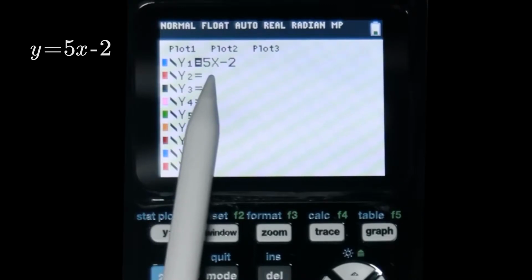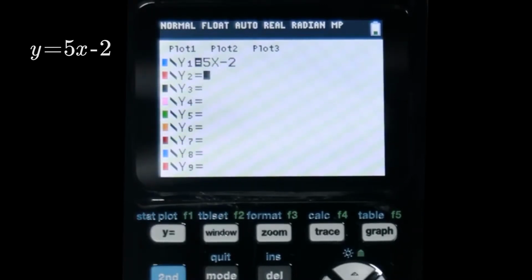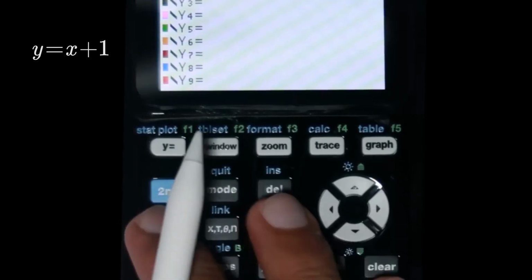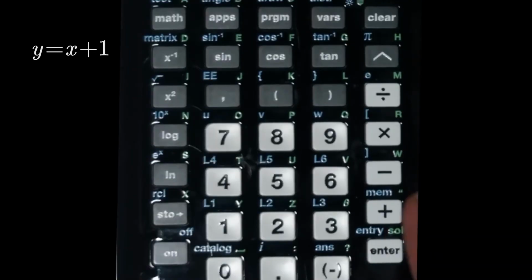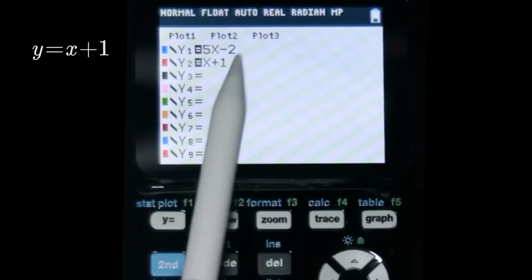That's my first function. y is equal to 5x minus 2, or f of x is equal to 5x minus 2. I can enter my second equation, which you can see is y is equal to x plus 1. So I'm going to do alpha x plus 1, and there are my two functions done.